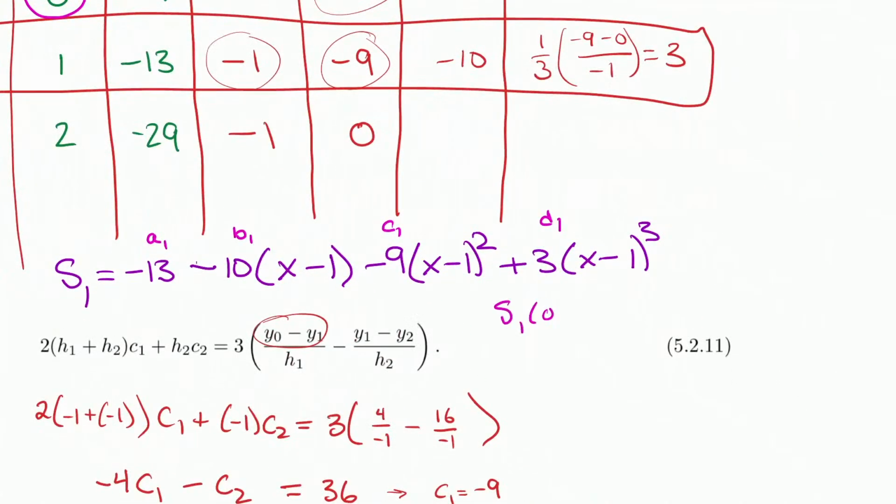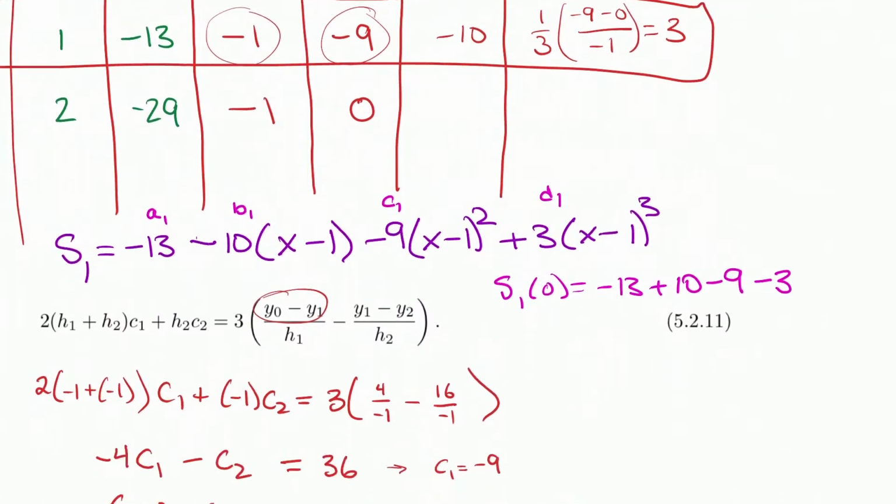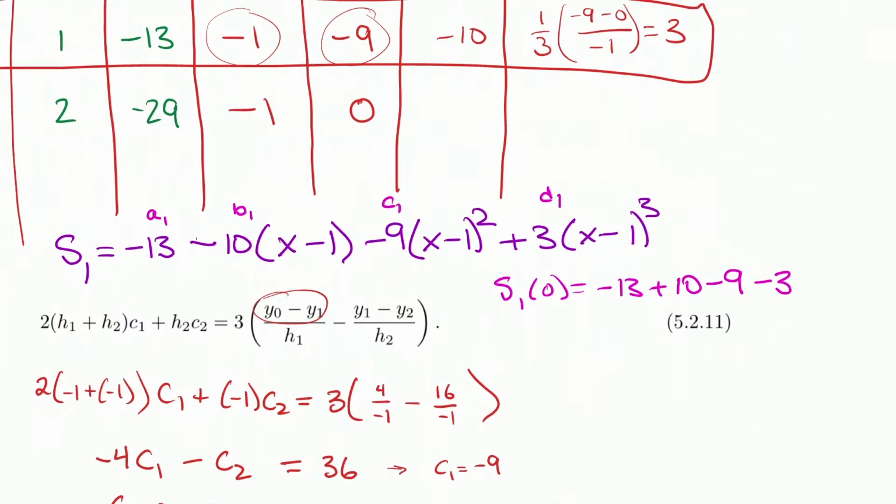So S1 evaluated at 0. Let's see, this is going to be plus 10, minus 9, minus 3. Not quite. Ooh, I'll bet you I messed up here. Let's pretend that this is supposed to be negative. I'm pretty sure I messed up. I must have mixed something up there. Is it supposed to be negative? Just a minute.